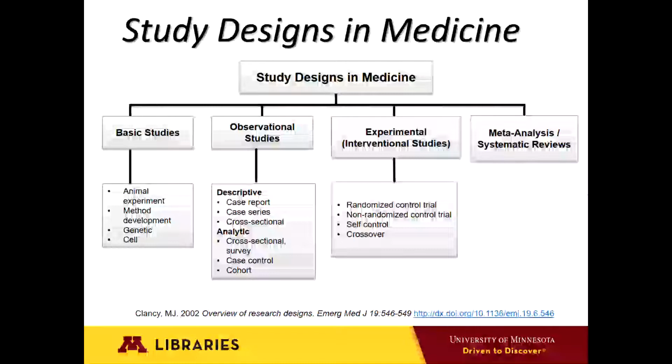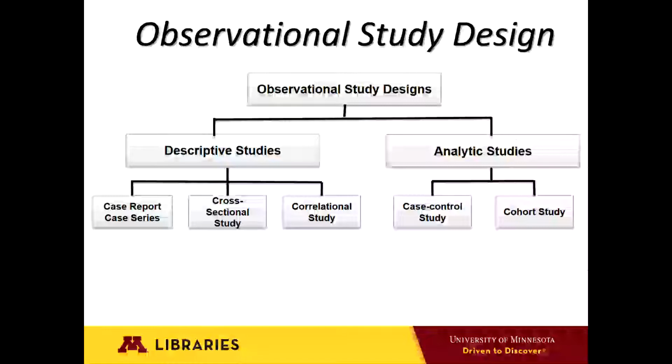This tree diagram lays out the four study design groups in healthcare and their relationships. They are basic studies, the animal and lab studies; observational studies, which include both descriptive and analytic designs; experimental studies, into which randomized controlled trials fall; and finally, meta-analysis and systematic reviews. And here is a larger view of the observational studies section of the tree diagram, which lays out descriptive studies and analytical studies, in which case reports, cross-sectional studies, and correlational studies fall, and case control studies and cohort studies.